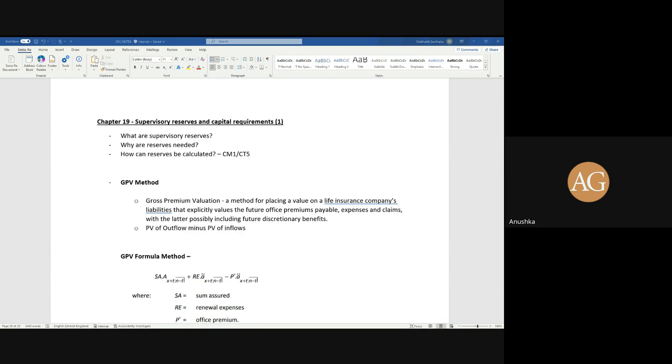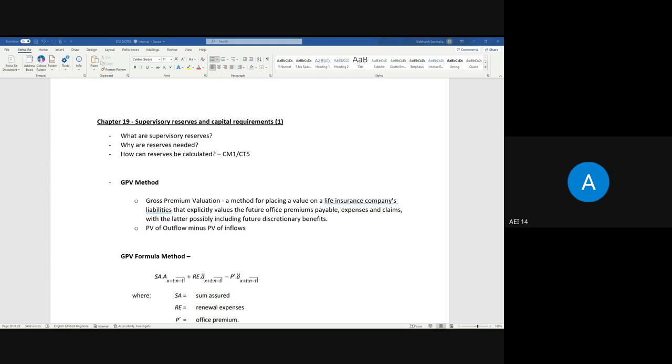About the reserve, in general terms, it's basically the PV of inflows minus the PV of outflows, and it is something required over and above the assets of the company, just in case, to meet any future contingent liabilities. And I think it also becomes part of the solvency capital or the supervisory something related.